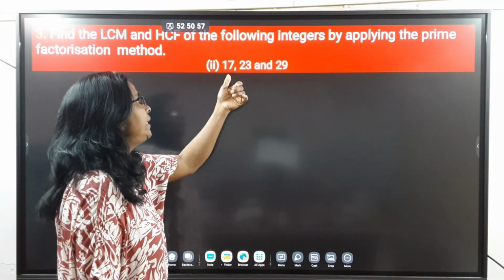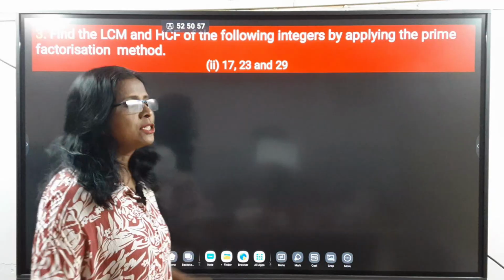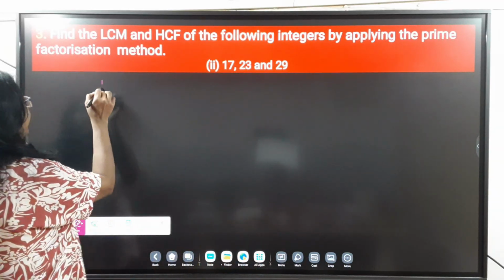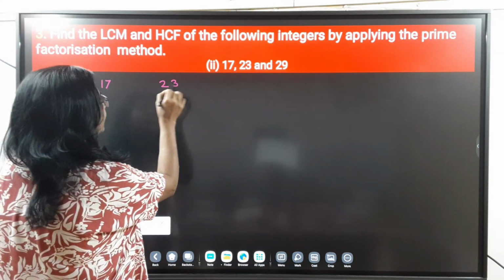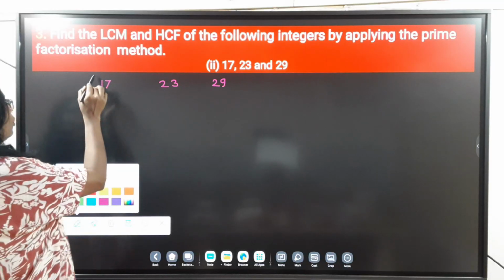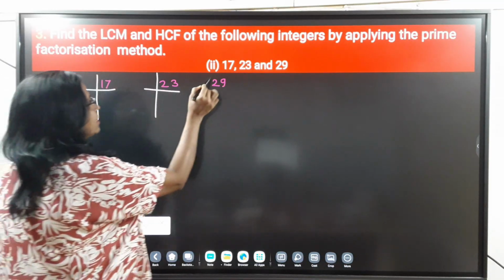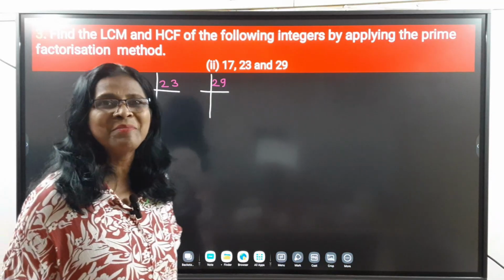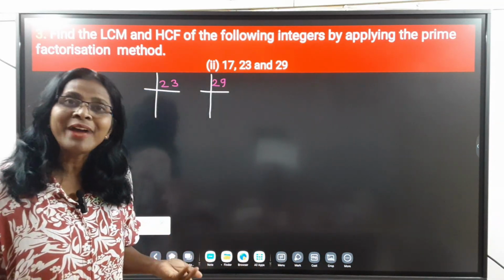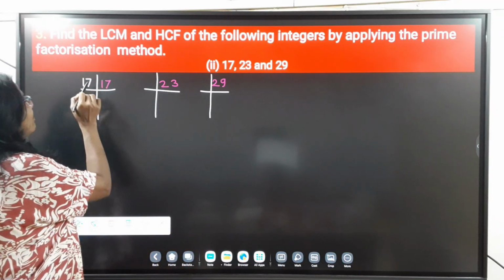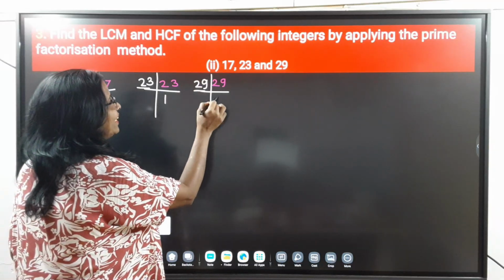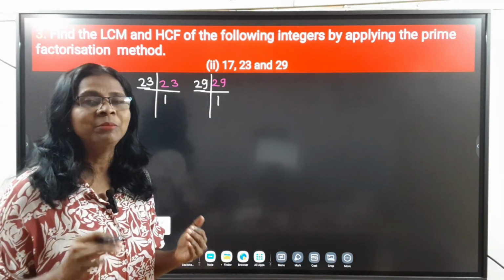The numbers are 17, 23 and 29. Okay, first we factorize these numbers. First I write down the number 17, then 23, then 29. If you carefully observe these numbers, students, they are prime numbers. So it is very easy to factorize these numbers. That means 17 ones are 17, 23 ones are 23, and 29 ones are 29. Okay, very easy because these numbers are prime numbers.